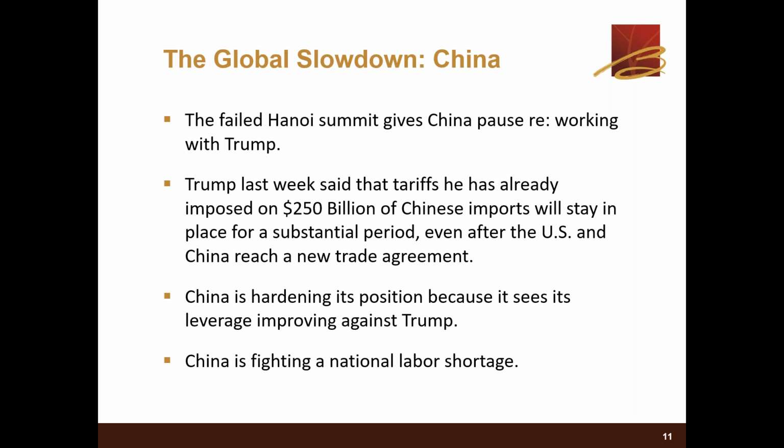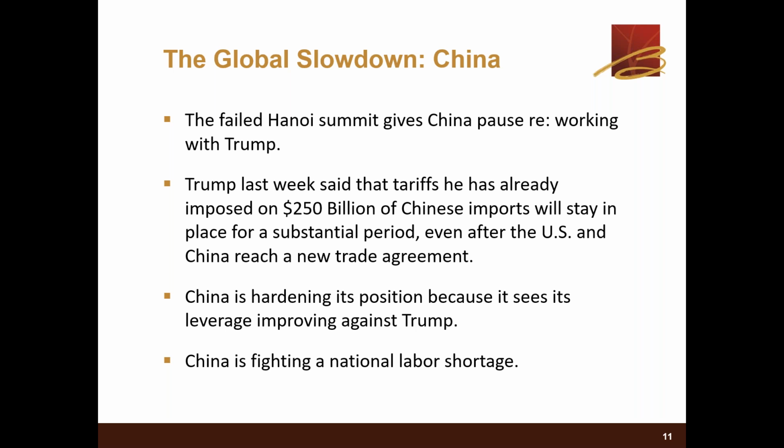We're gonna switch now to the second part of the presentation, which is dealing with the global showdown. As I mentioned before, in China observing the Hanoi summit, it gives them some pause in terms of working with Trump.